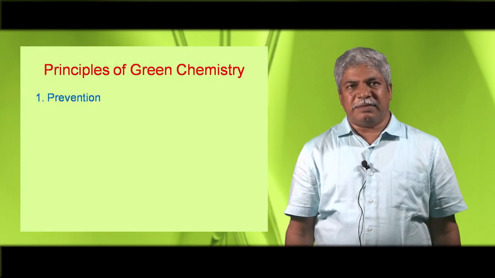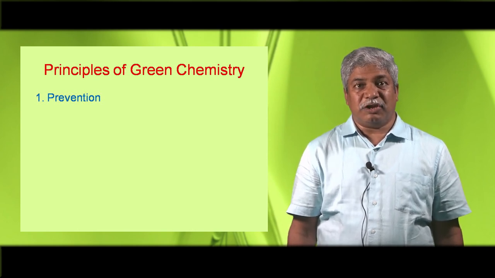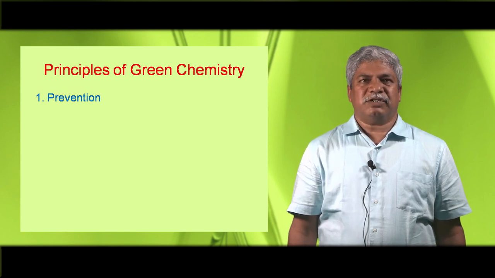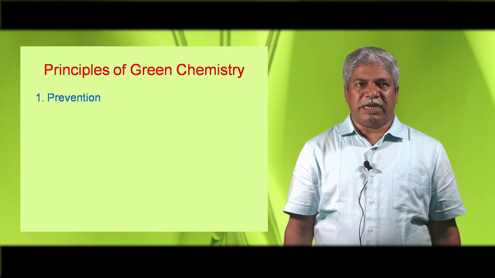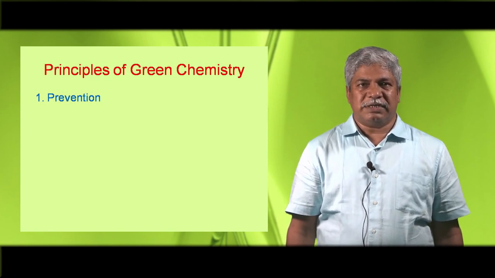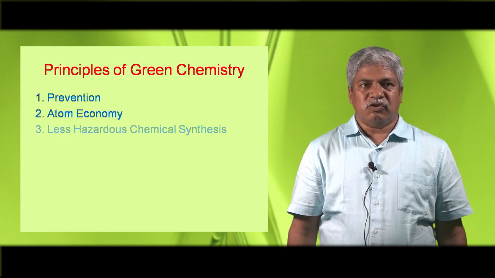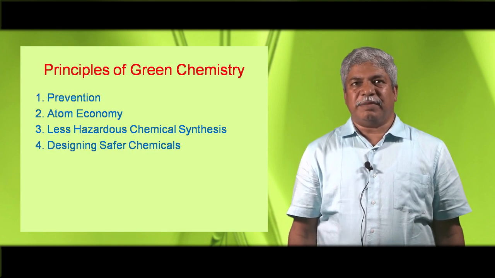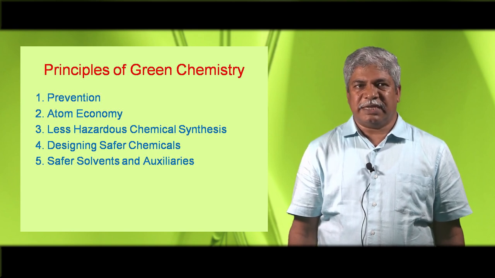the first principle is prevention. Prevention is better than cure, and all the other principles depend on this first principle, that is, it is better to prevent waste than to treat or clean the waste once it is formed. The second principle is atom economy. Third principle is less hazardous chemical synthesis. Fourth one is designing safer chemicals. Fifth one is safer solvents and auxiliaries.